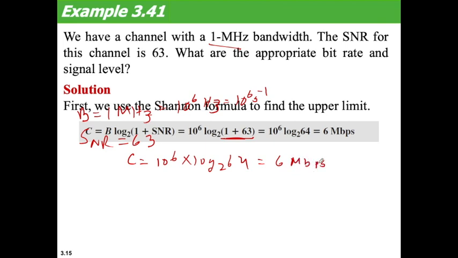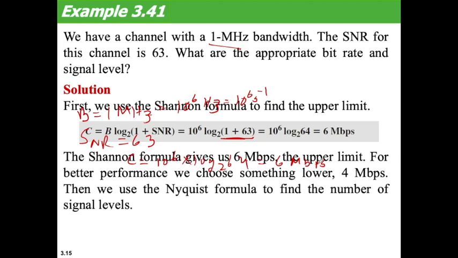Okay, now we already got the theoretical maximum capacity, right? The Shannon formula gives the upper limit. This is the maximum capacity, right? Now for better performance, we will choose something lower, obviously, because we have to consider the noise. So let's choose something lower, let's say 4. You can choose 5 as well. We're just choosing 4 here to show you one example.